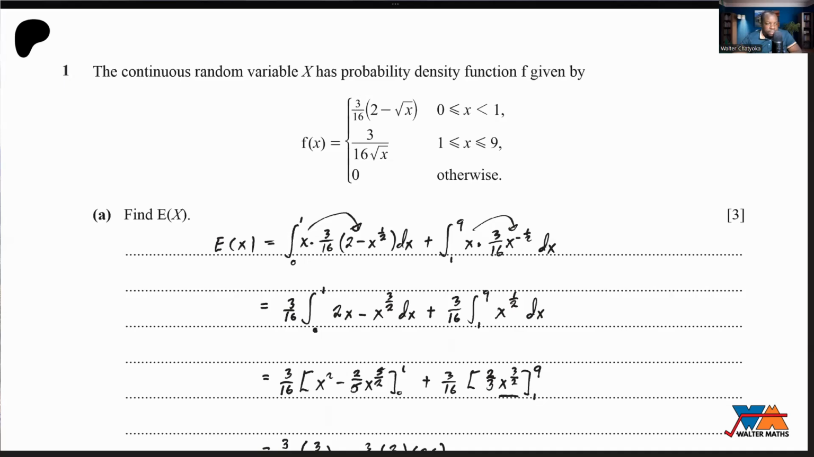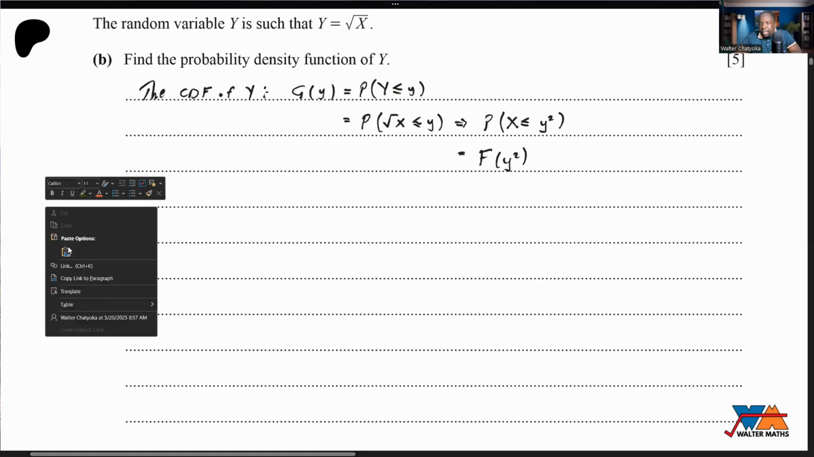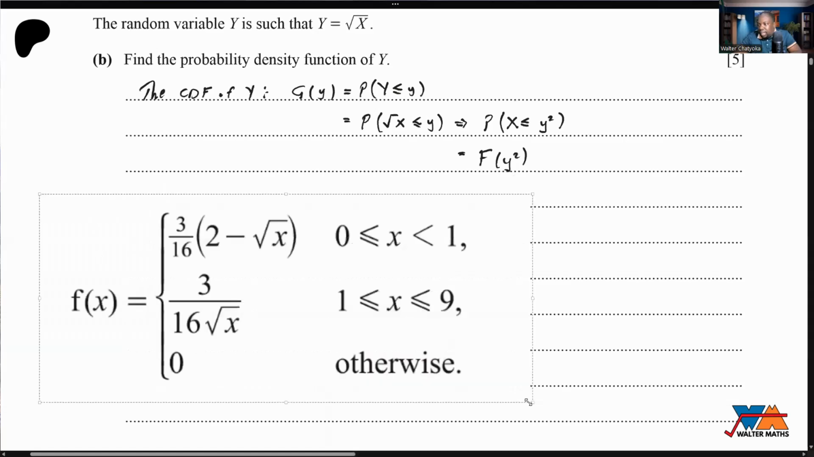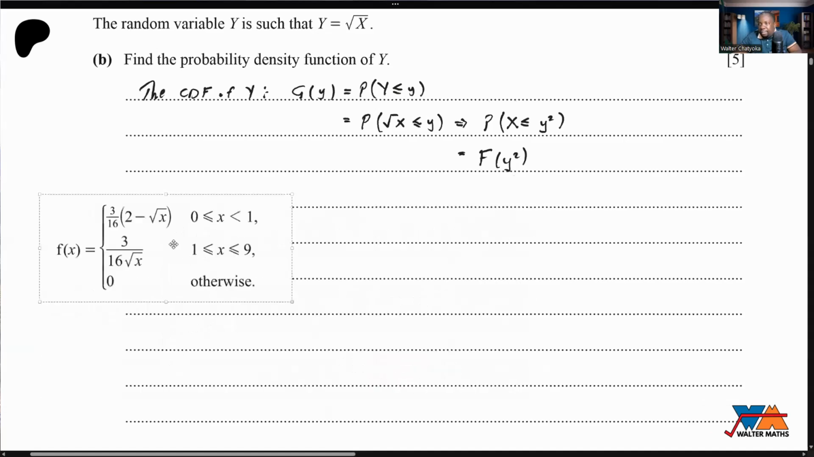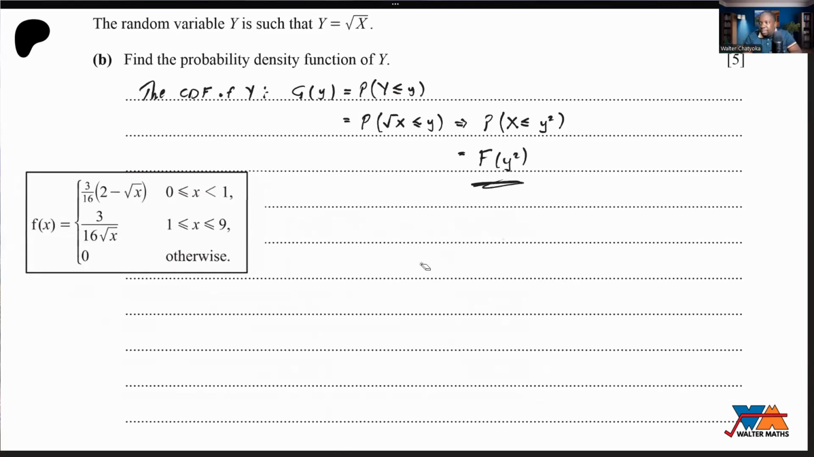Okay. And I'll put it here where we can see it. All right. So here we have the PDF of f, and we need to find the CDF of f. That's how we're going to find f of y squared.